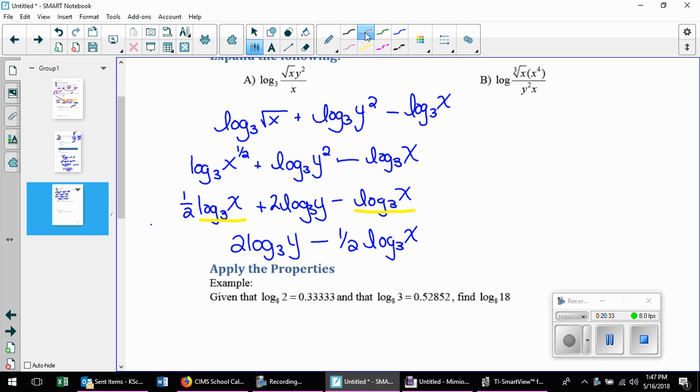How many terms in this one? Perfect. And it's not a log base 4, what is it? Log base 10.